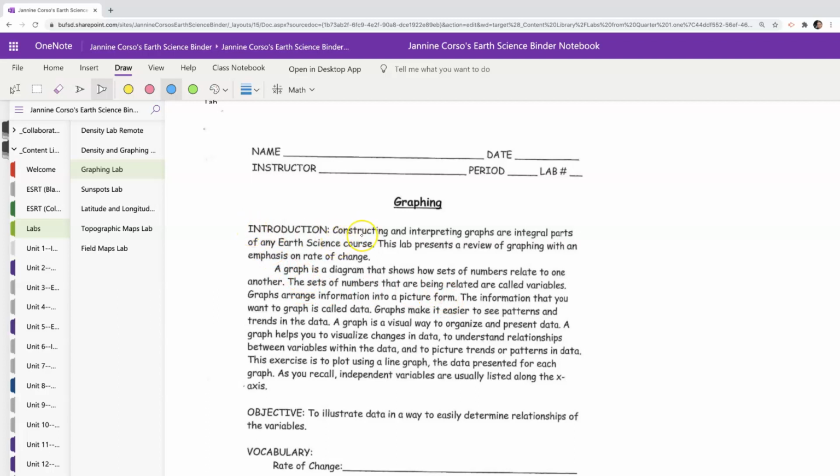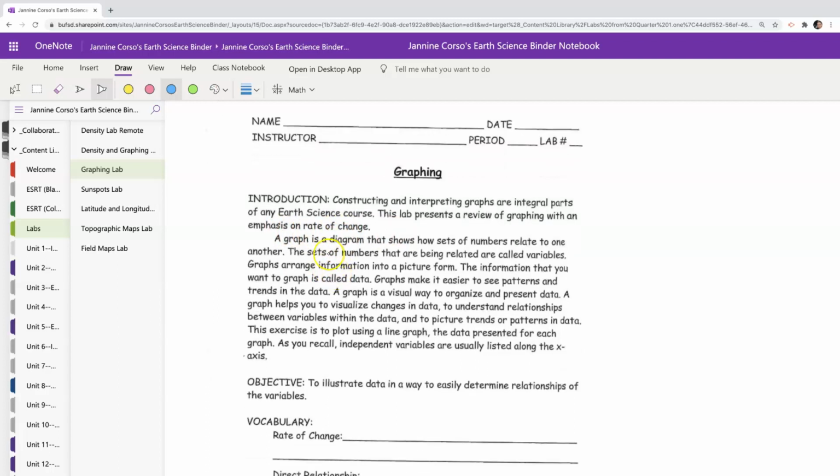Introduction. Constructing and interpreting graphs are integral parts of any earth science course. This lab presents a review of graphing with an emphasis on the rate of change. A graph is a diagram that shows how sets of numbers relate to one another. The sets of numbers that are being related are called variables. Graphs arrange information into a picture form. The information that you want to graph is called data.